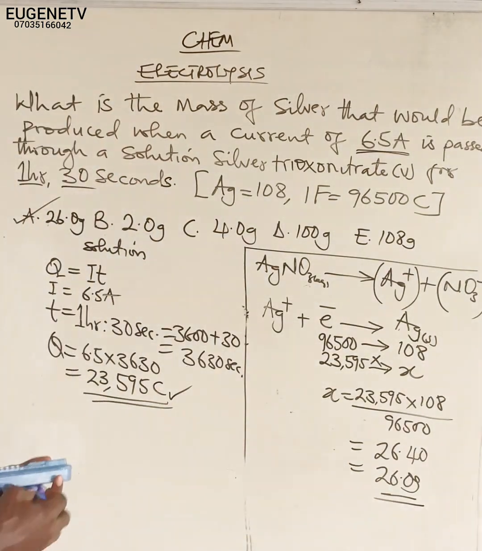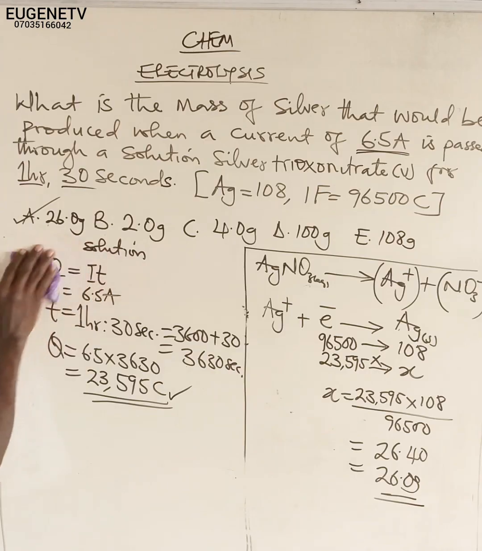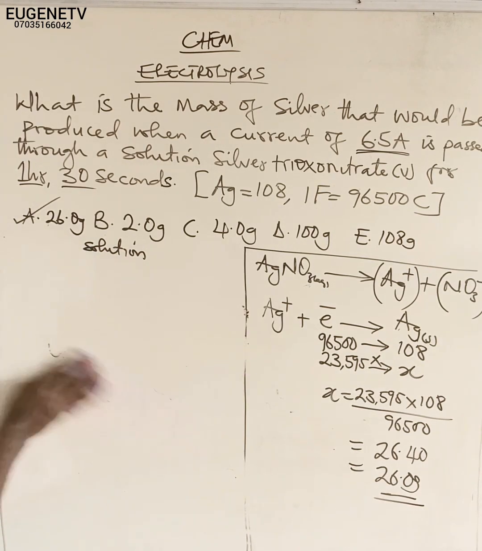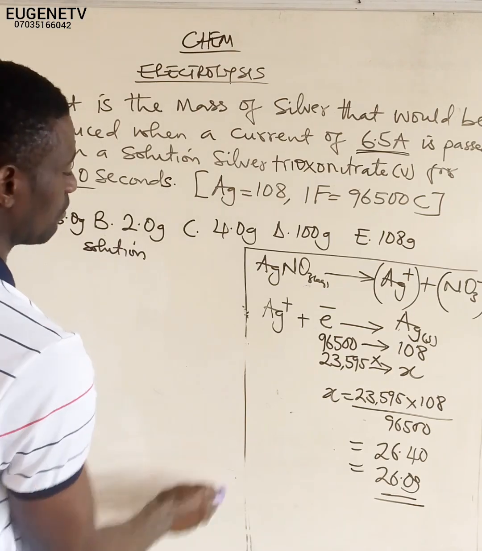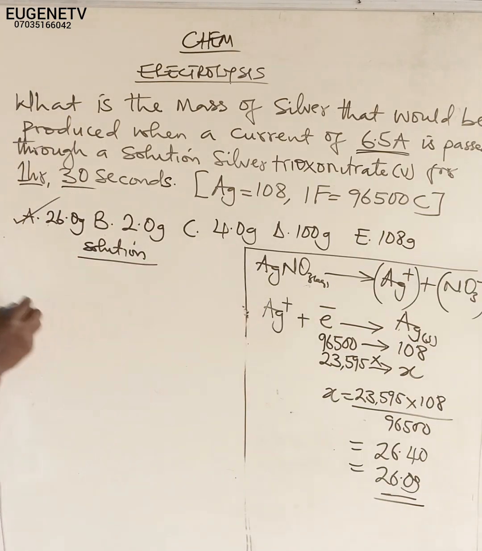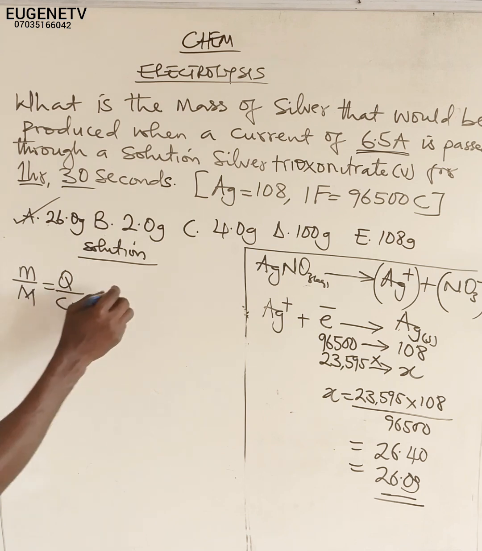Now, like I said before, I want to use another method. Of course, this one is going to be the formula method. It's very fast, but we need to understand something. So, permit me to erase this and use the formula method. If you don't want to waste your time going through this long process, just apply the formula method. Very simple and fast. The formula is this: small m over capital M is equal to Q over C times F.